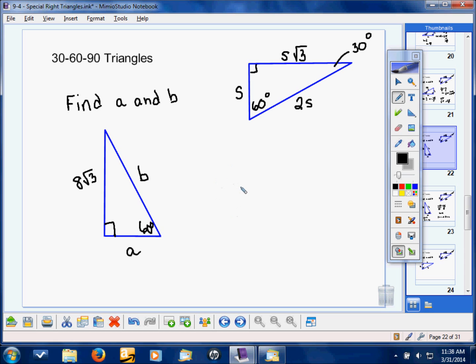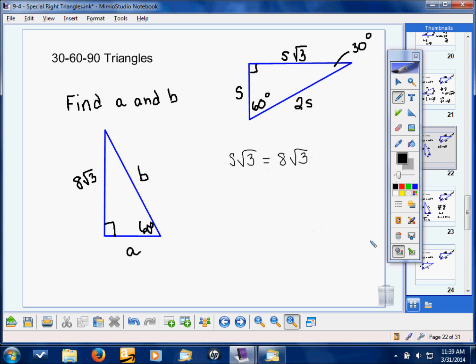All right, Imani, which one is given? Which one is the 8 square root of 3 over here? Is that 2S? Or S square root of 3? It's the S square root of 3 one. Notice that these are the legs. You have a long leg, you have a short leg. The hypotenuse is right here. The hypotenuse is the angled one across from the right angle. So this is the long leg across from the 60. So that's exactly why S square root of 3 is 8 square root of 3.